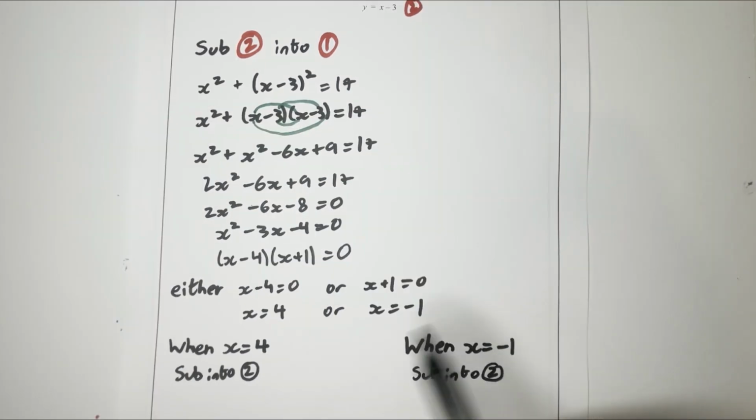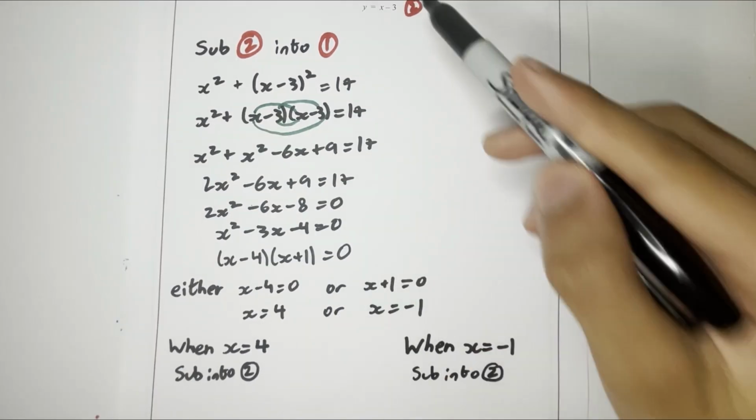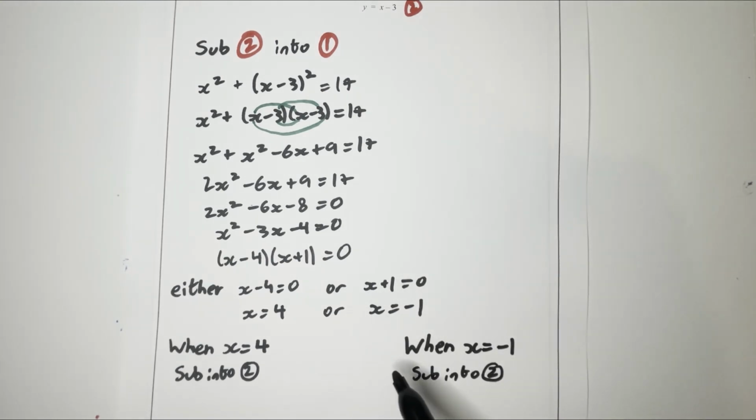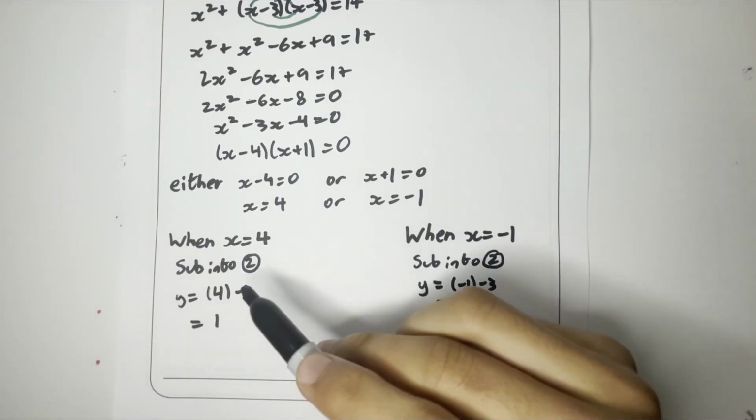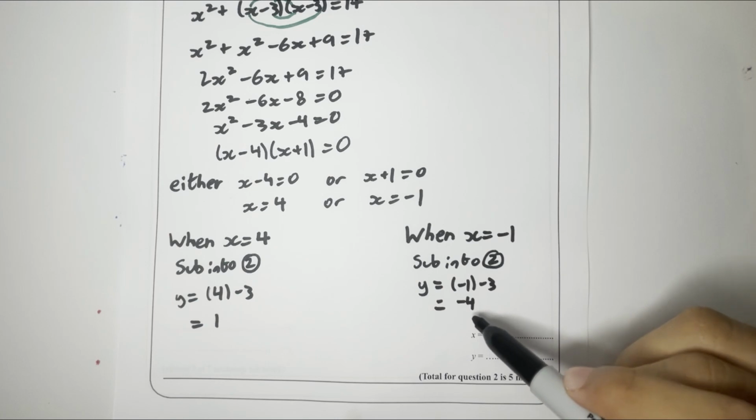To find our y value, we must sub both of these x values into equation 2 to give us two y values to go with those two x values. And this gives us y is equal to 1 and y is equal to minus 4.